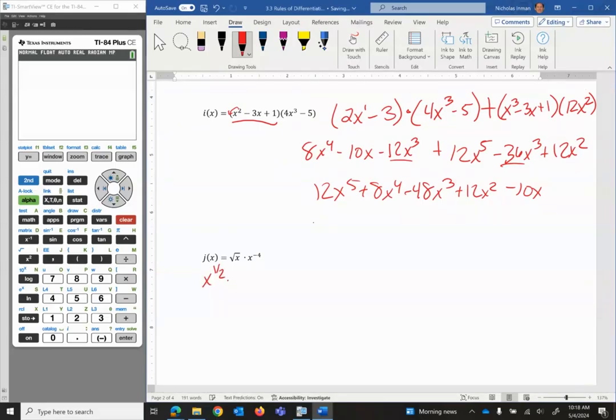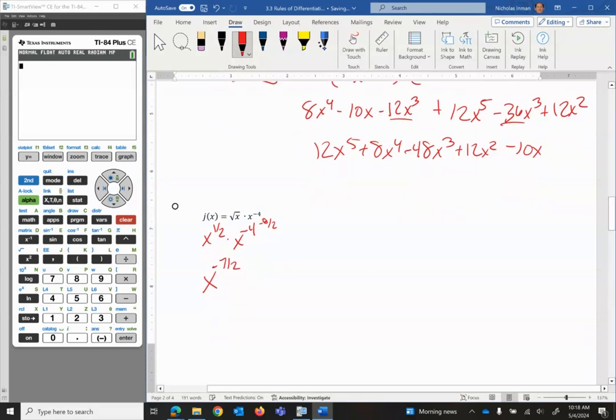This is x to the 1/2 times x to the negative fourth. You can add those two exponents. So that'd be what? 1/2 plus negative 4. So negative 4 would be negative 8 halves plus 1/2, negative 7 halves. Its derivative would be, what? Negative 7 halves moves to the front. And then we subtract 1 from that, so negative 9 halves. That is definitely not pretty. So that would be the derivative.